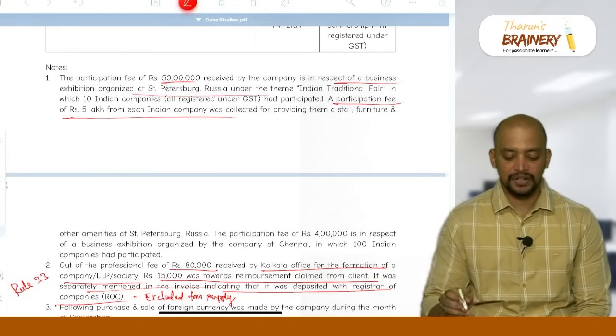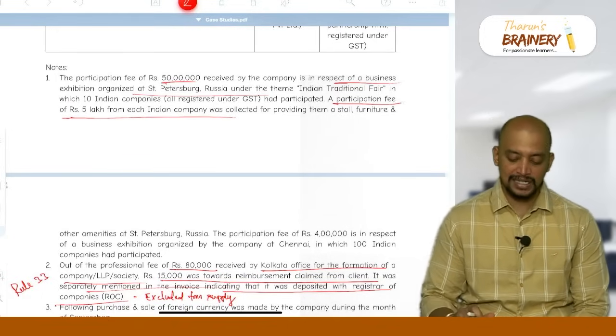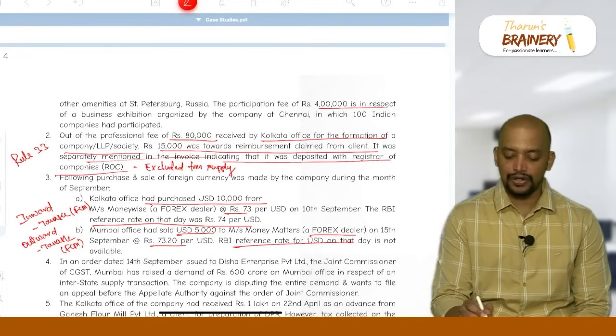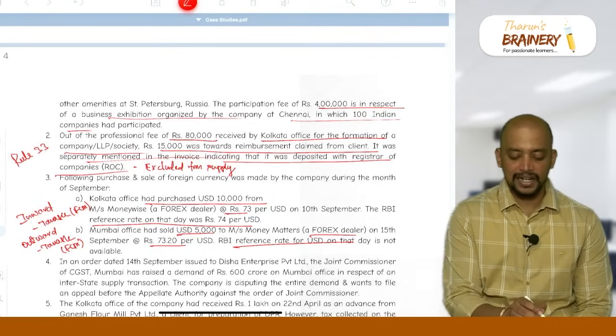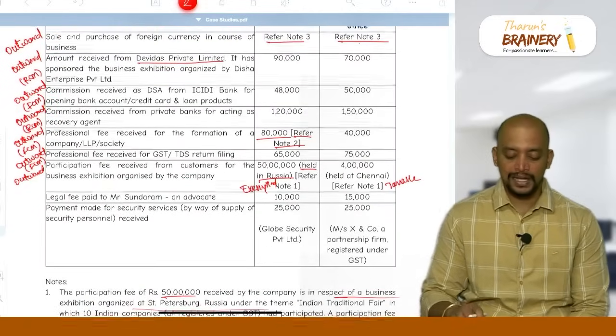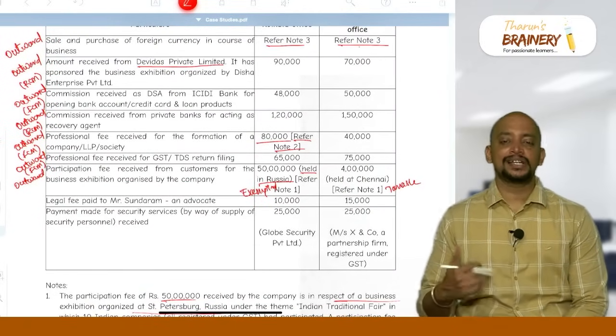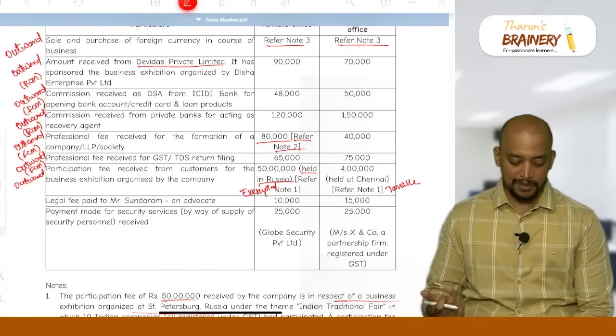A participation fee of 5 lakhs from each company was collected for providing them a stall, furniture and other amenities in Russia. The participation fee of 4 lakhs in respect of a business exhibition organized by the company in Chennai, in which 100 companies participated. That information is actually not relevant. So we already know that. Whenever a business exhibition is held outside India, the consideration received towards that business exhibition will be exempted.